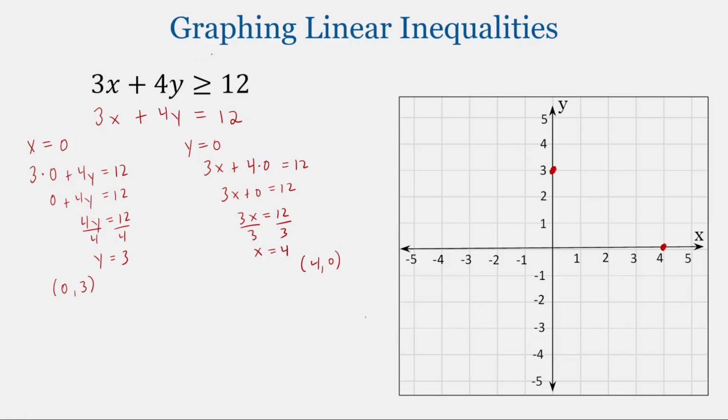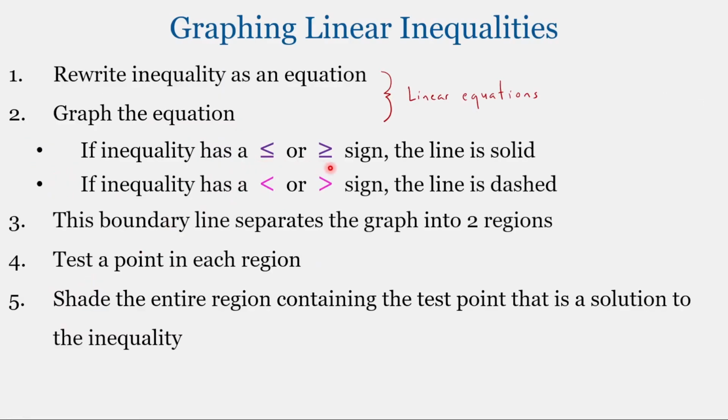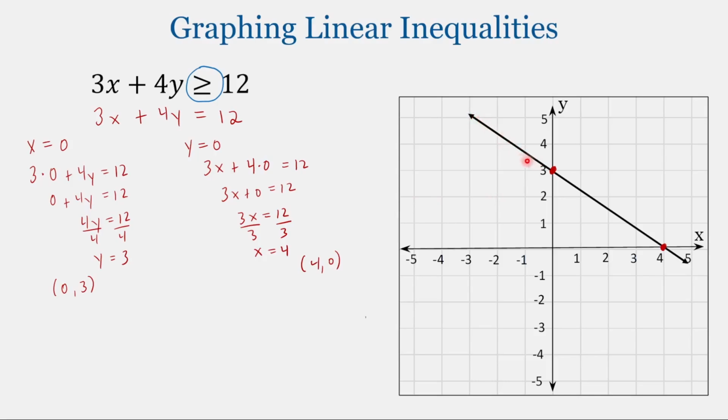We now have 2 points, so we can draw our line. Do we draw a solid line or a dashed line? We make that decision based on the type of inequality we have. We do have the "or equal to." This is greater than or equal to. So that means we're going to have a solid line. Every point that's on this line is a solution to this inequality.